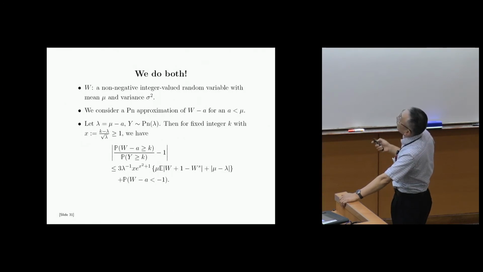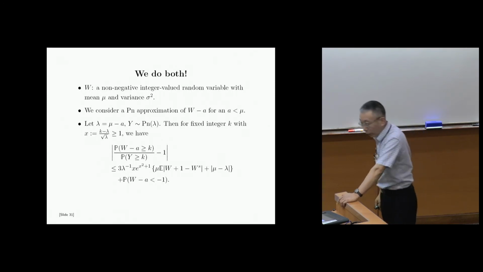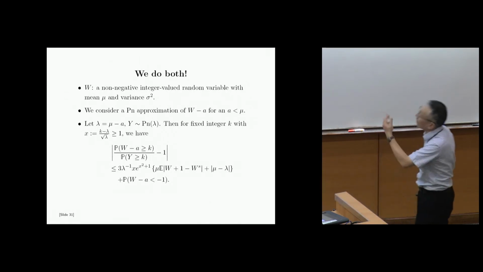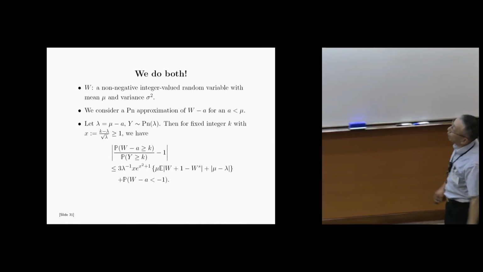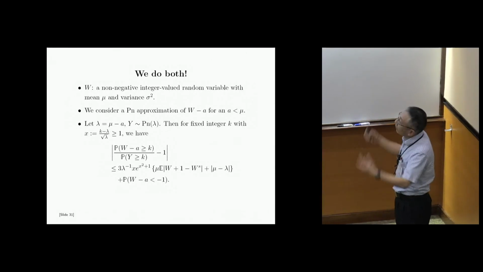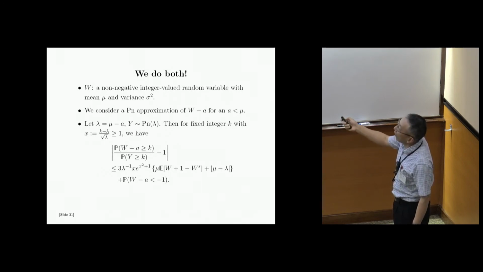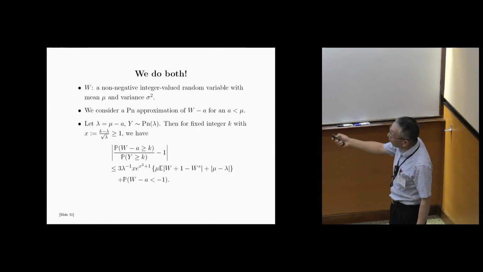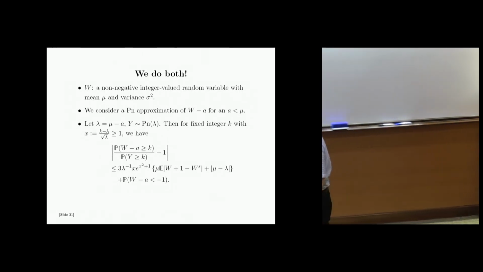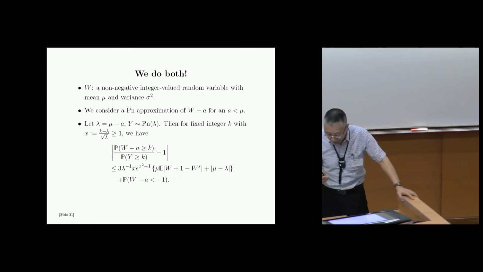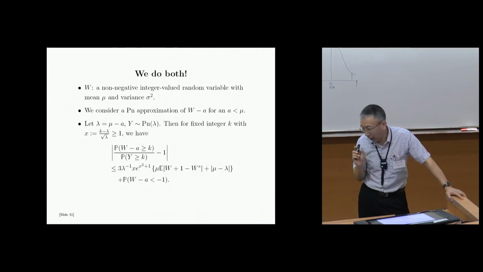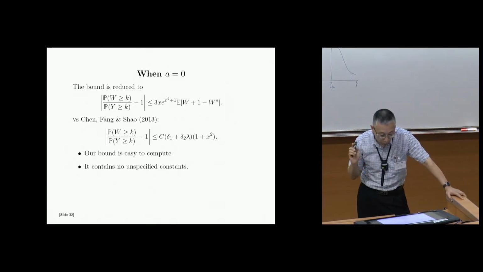And this bound is very specific. We don't have any unspecified constants. So you choose the parameters and plug in. If W is Poisson, then this will be just 0. And if we choose mu equals lambda, this is 0 again. And then this one will be just 0 as well. So you can see, in my view, this is already a very good result.